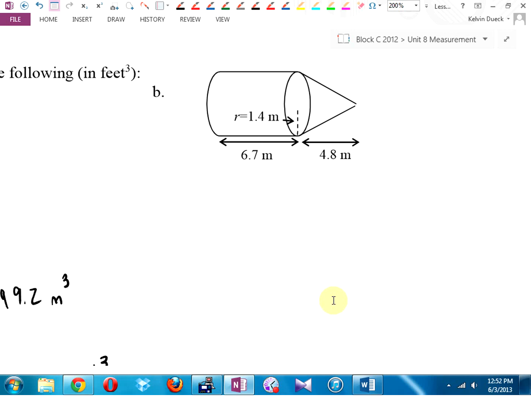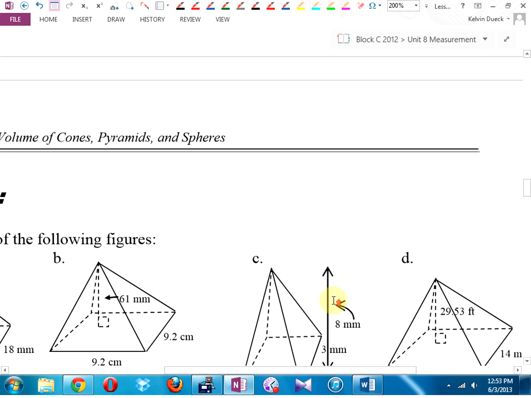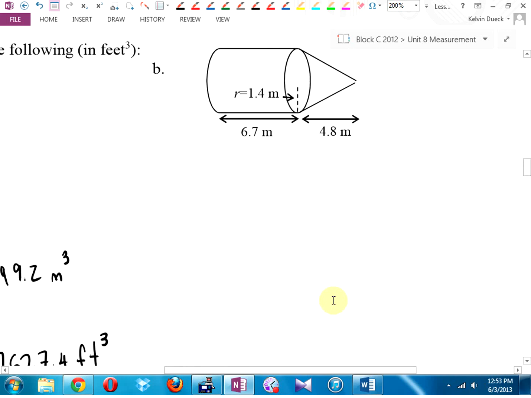You know what? We're going to go volume of a cone plus volume of a cylinder. Get an answer, and then we'll go to cubic feet. Is that okay, Sammy? Why don't you try this one on your own? I'll try it up here. Let's see if we end up in the same location. And then we're done both lessons. Woohoo!